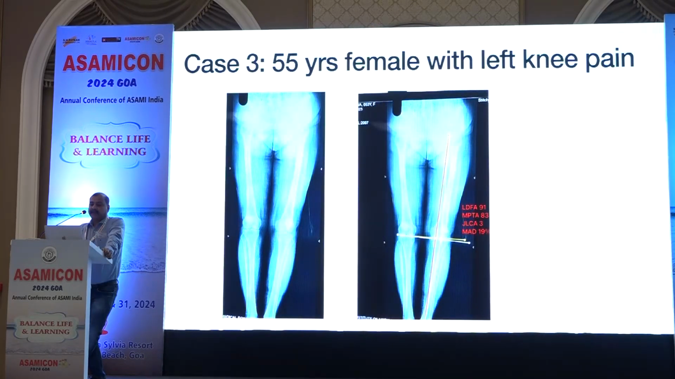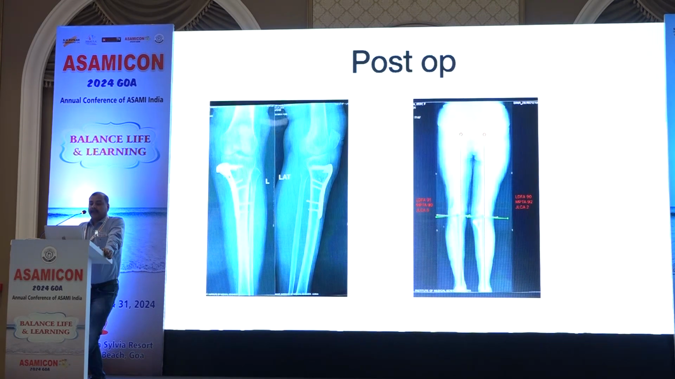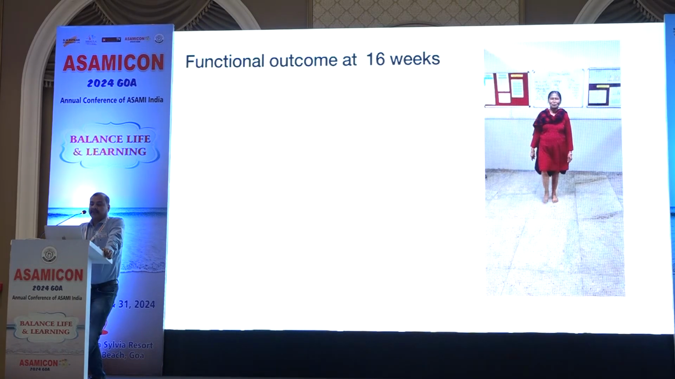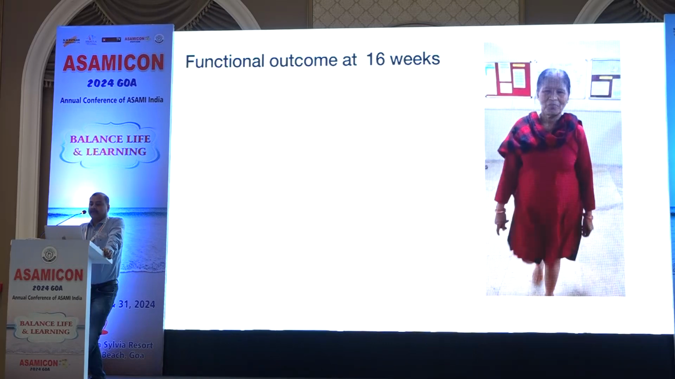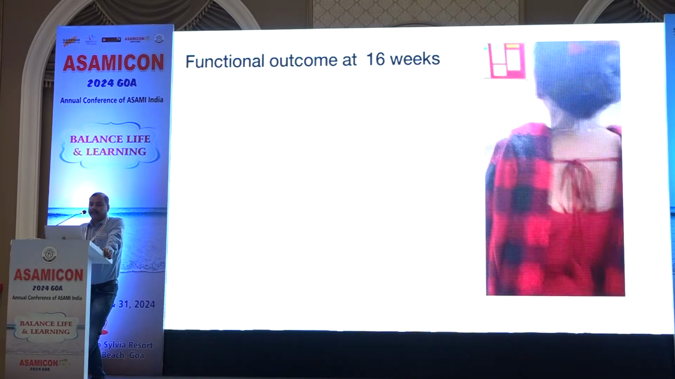And a 55-year-old female with left knee pain. The malalignment test showed primary tibia vara, but we found a lot of instability, so we chose an intra-articular tibial osteotomy for this patient, and this is the final correction with good alignment. This patient at 4 months post-op is walking comfortably.